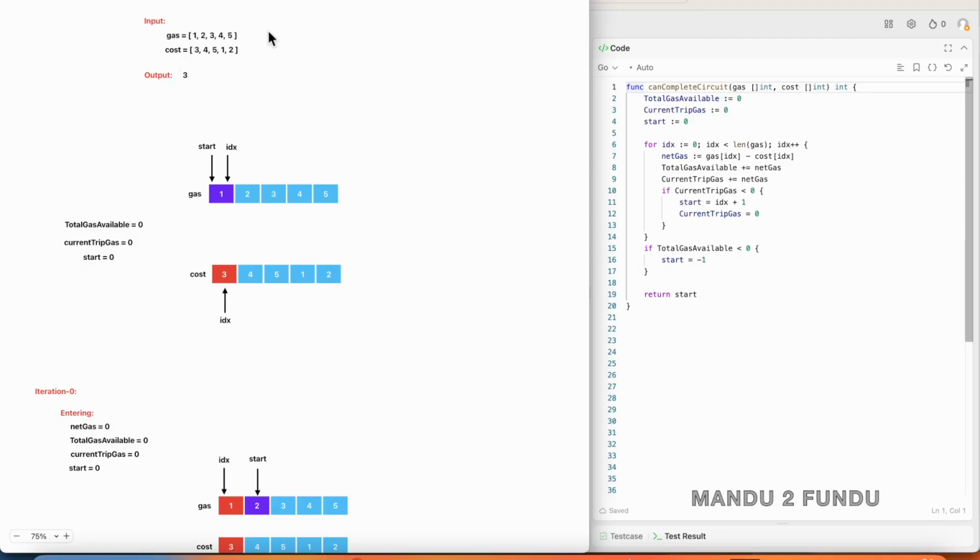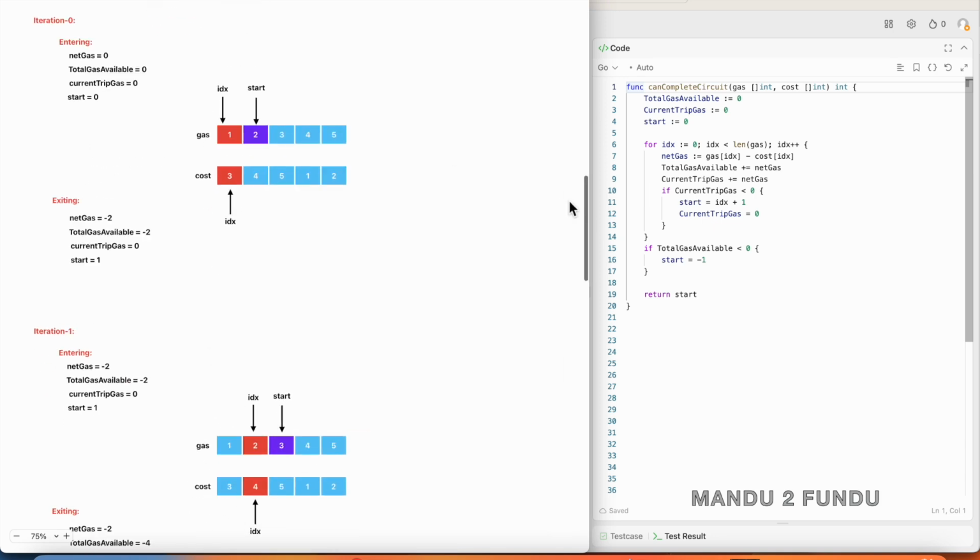We are given these two arrays. The expected output for them is index 3. So starting from index 3 we can make one circular trip. First we initialize the total gas and the current trip gas to 0 and the starting station is set to the 0th station. So start is pointing to the 0th station, idx is pointing to the 0th entry of both the arrays. Next we enter the for loop.